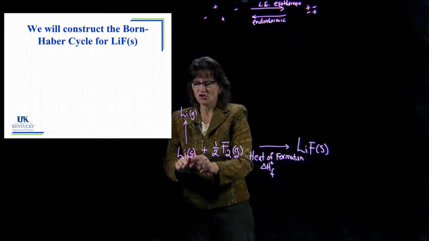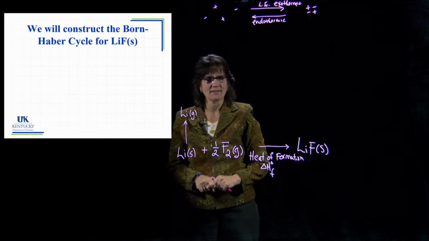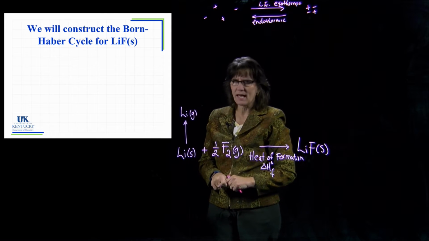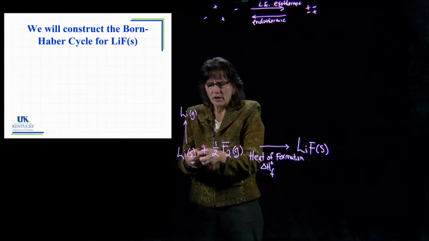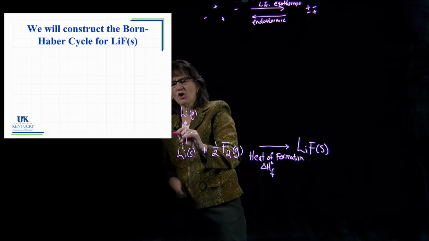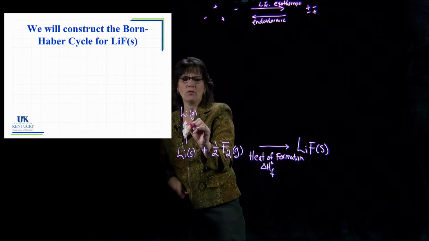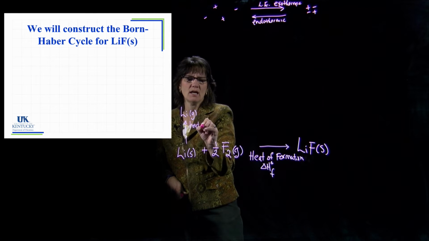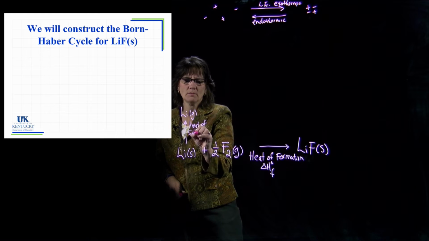What are we doing here? We're taking a solid and turning it into a gas. Is that endothermic, to turn it into a gas, or exothermic? Well, it's going to require energy to pull that apart into gaseous ions. This energy is called the heat of sublimation. Let me write it on this side. Heat of sublimation.